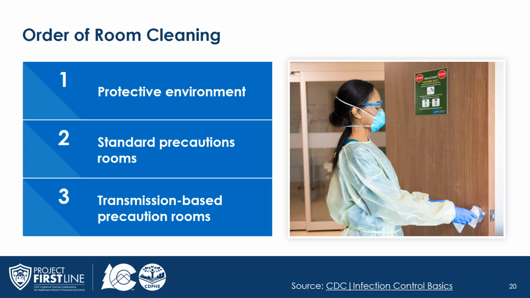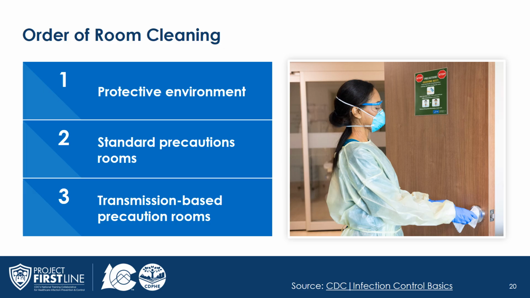When planning which room to clean first, it's important to remember this order to minimize cross-contamination and stop the spread of germs. We start with the protective environment rooms, followed by standard precautions rooms, then transmission-based precaution rooms last. The protective environment rooms house patients with weak immune systems. Patients assigned to these rooms might have undergone a surgery, or they may be receiving treatment that makes them vulnerable to harmful germs.